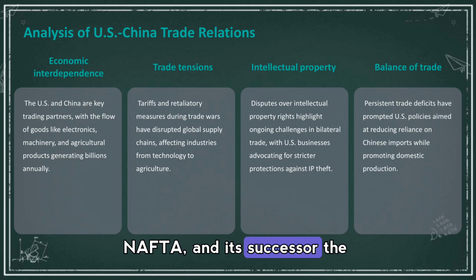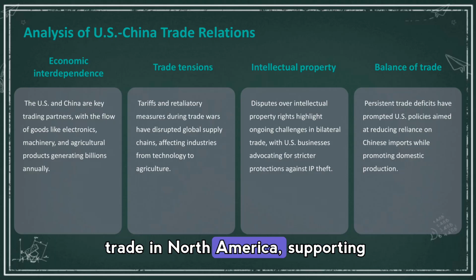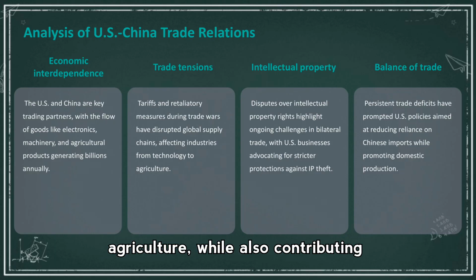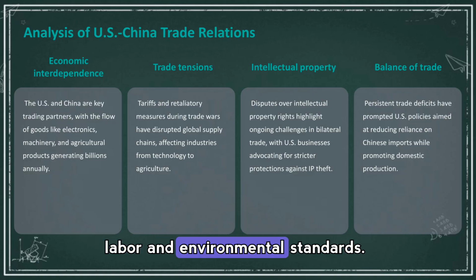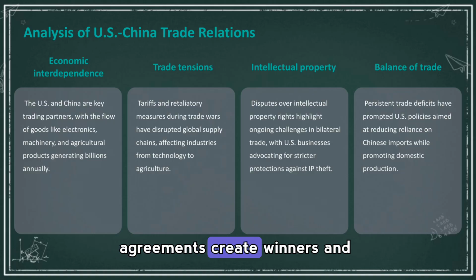NAFTA and its successor, the USMCA, dramatically increased trade in North America, supporting industries like automotive and agriculture, while also contributing to job shifts and calls for stronger labor and environmental standards. This example illustrates how trade agreements create winners and losers, and why updates matter.